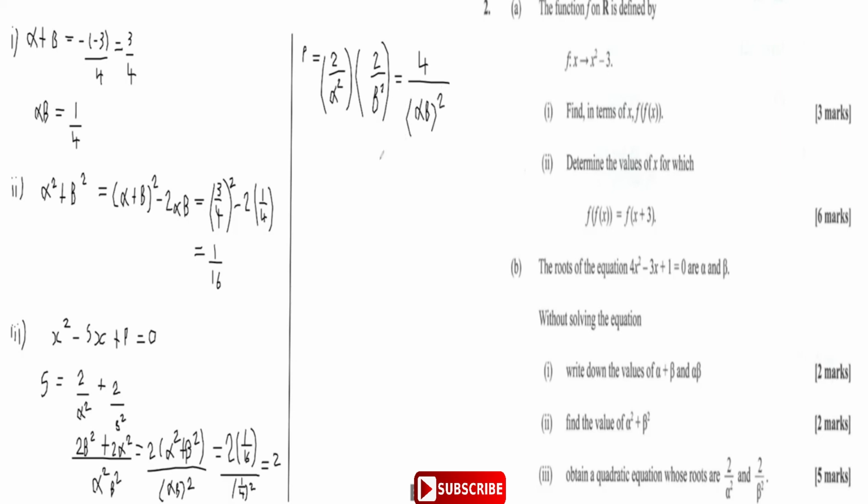All right, and so the product works out to be 4 over alpha beta all square. Remember, alpha beta is a quarter, so it works out to be 4 divided by a quarter square. You can work it out in your head, but just put it in a calculator. So 4 divided by a quarter square, and you get 64. That's the product.